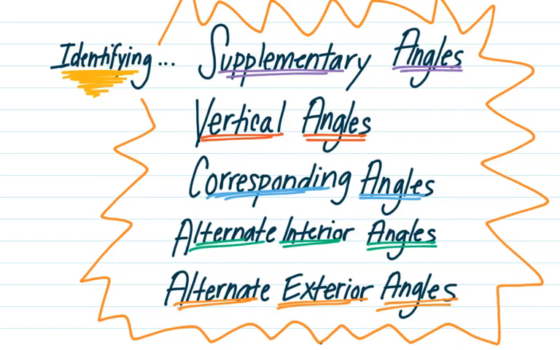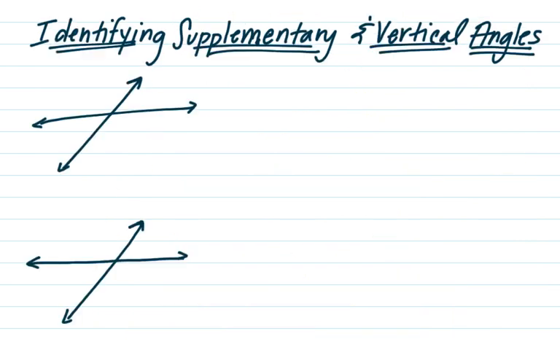Okay, this video is going to talk a lot about naming angles. So it's going to show pictures of lines intersecting, and then there's certain special pairs of angles that are worth naming because they have special properties. So we'll just go through it. Let me turn the page.